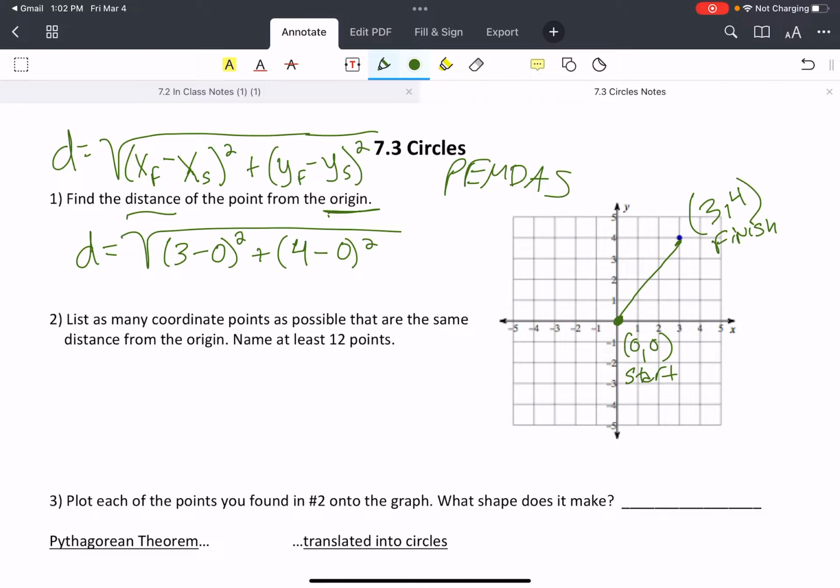What's first? Good. So 3 minus 0 is just 3 squared. 4 minus 0 is 4 squared. Should I square those first or add them first? Good, because I do exponents next. 9 plus 16. You can use calculators or a times table to help you. 25. Should I do a factor tree or is that one a perfect square?